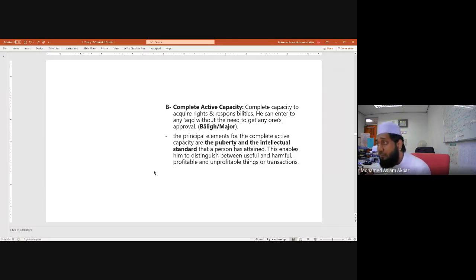Then B, you have complete active capacity. There is no doubt about this, because this is the last one. The fourth stage is actually you and me, all of us. Complete capacity to acquire rights and responsibilities. He can enter into any aqad without the need to get anyone's approval. You don't need anybody's approval because you are baligh, a major. The principal elements for complete active capacity are puberty and the intellectual standard that a person has attained. This enables him to distinguish between useful and harmful, profitable and unprofitable things or transactions, right?